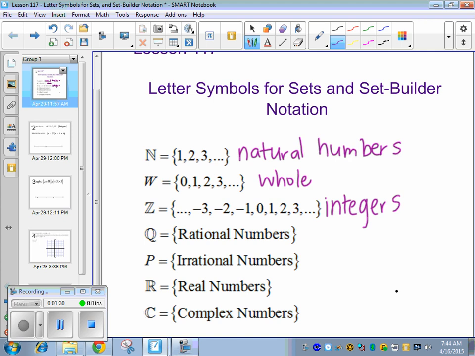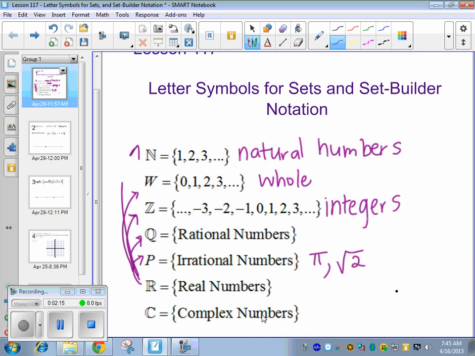And then Q is the rational numbers. So rational numbers includes fractions and decimals. P are irrational numbers. Anybody know an example of an irrational number? Pi. Okay, the square root of 2 is irrational. So it's a decimal that goes forever that can never be made a fraction. Okay, then we have real numbers. Real numbers are all of these. So real numbers include this, include this, include this, includes this, includes this.